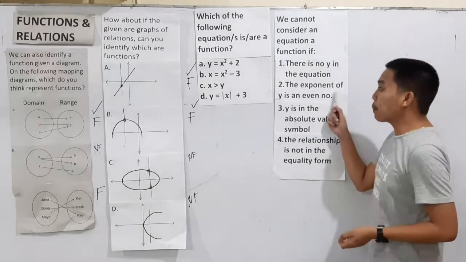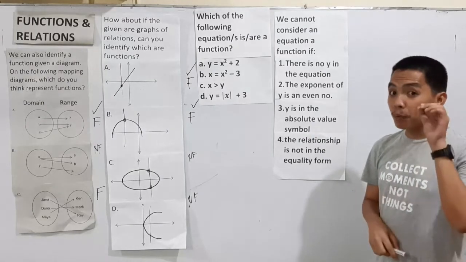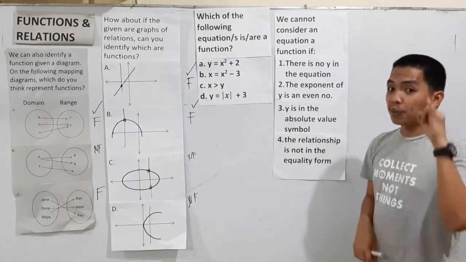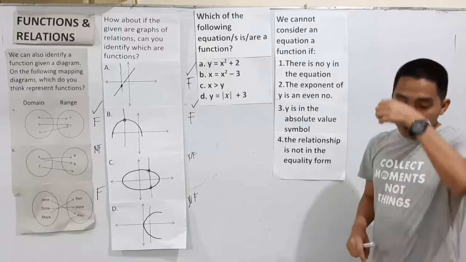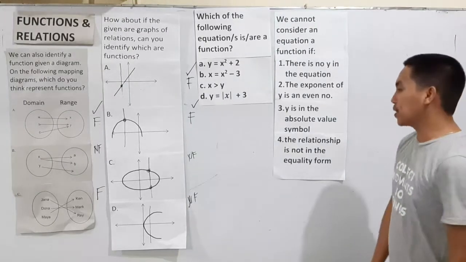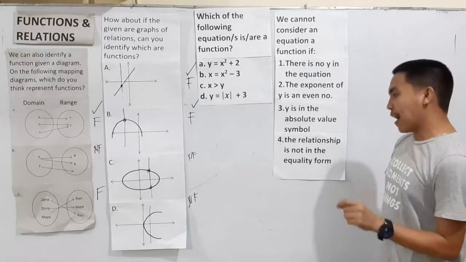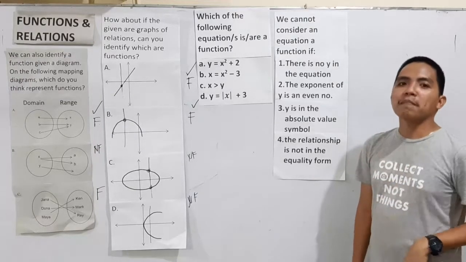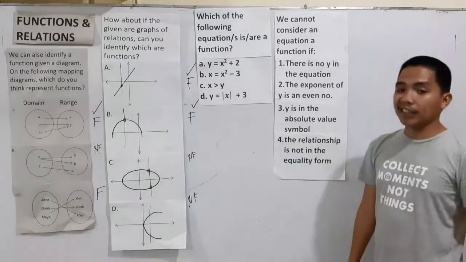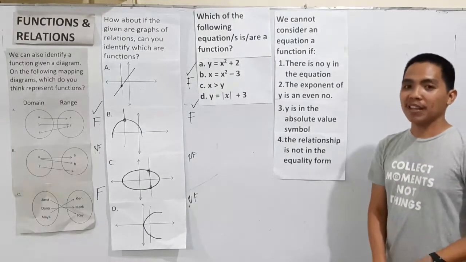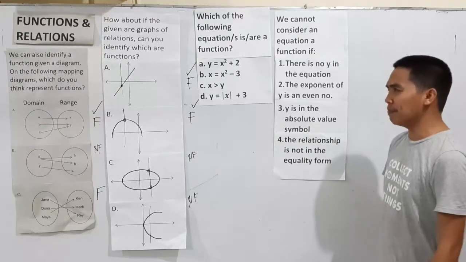Second, if the exponent of y is an even number. Again, if the exponent of y is an even number. First, there must be a y. Second, its exponent must not be even. The third one, if y is in an absolute value symbol, that is not a function. And fourth one, if the relationship is not in the equality form. If there is no equal sign, that is not a function.